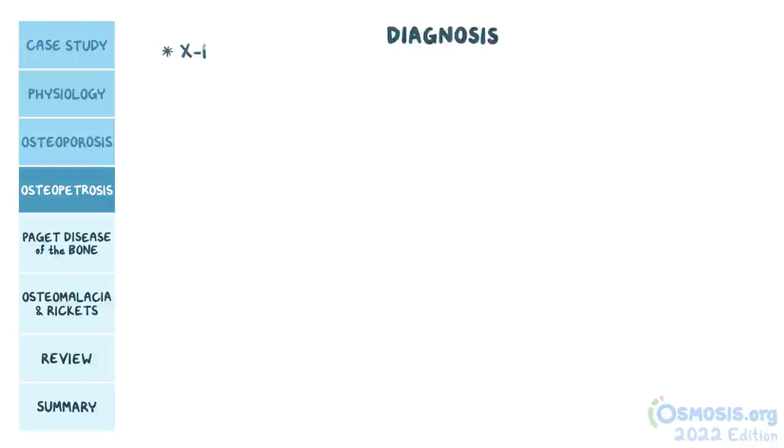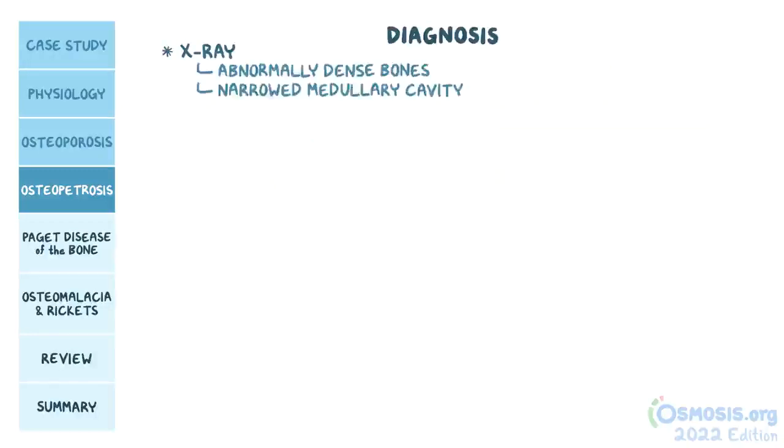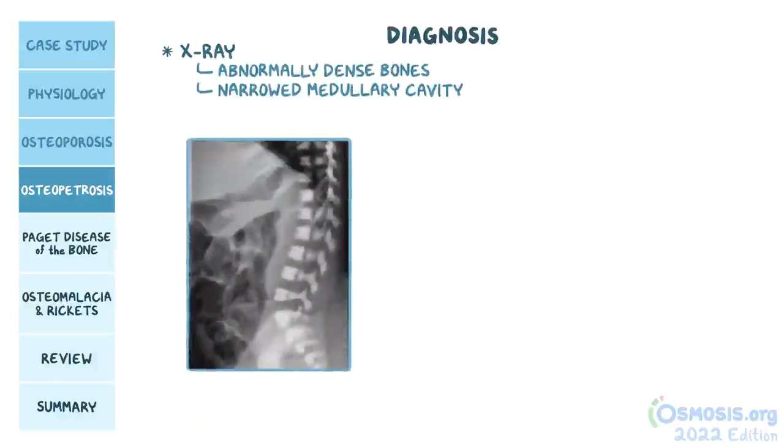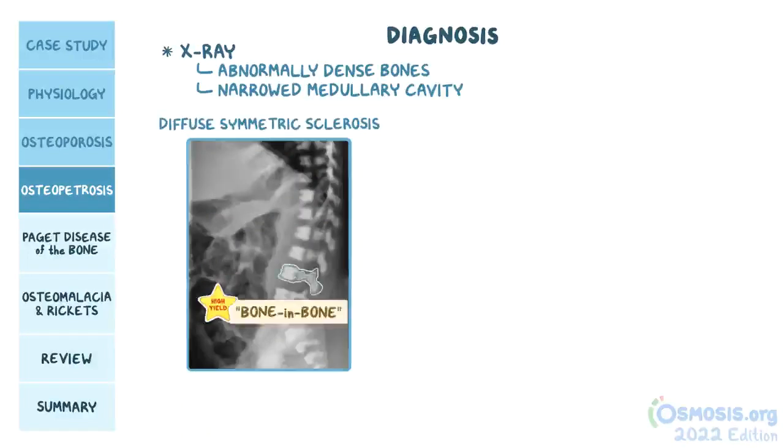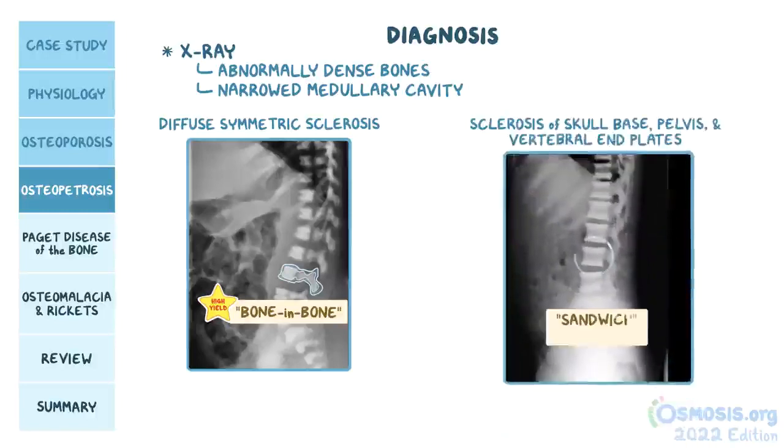Diagnosis is established by X-ray, which most often detects abnormally dense bones and a narrowed medullary cavity. Some specific signs that can appear include diffuse symmetric sclerosis, causing the classic bone-in-bone appearance of the vertebrae and phalanges, where there's an even radiopaque area surrounded by a rim of radiolucent tissue, and sclerosis of the skull base, pelvis, and vertebral end plates, giving rise to sandwich vertebrae, where the superior and inferior margins of the vertebrae are opaque and the middle radiolucent.